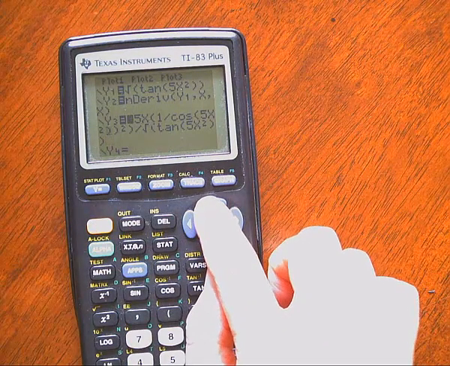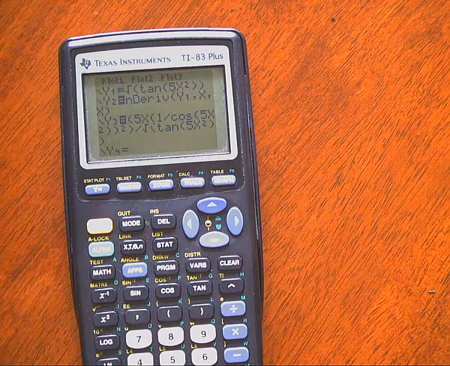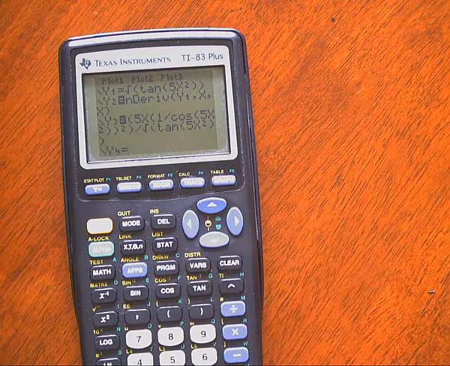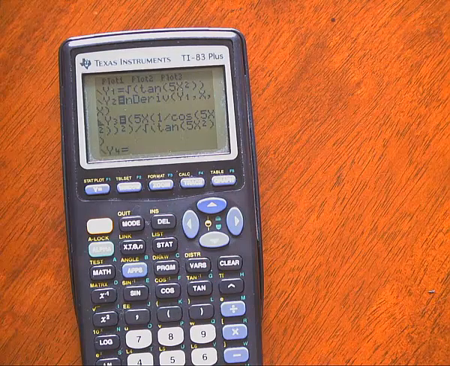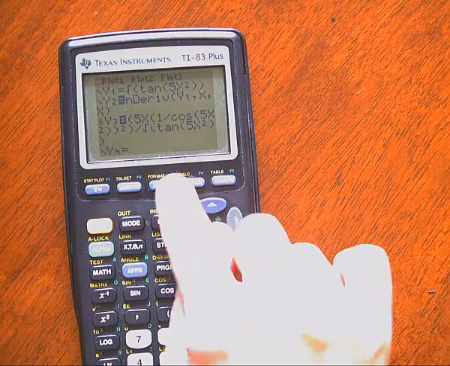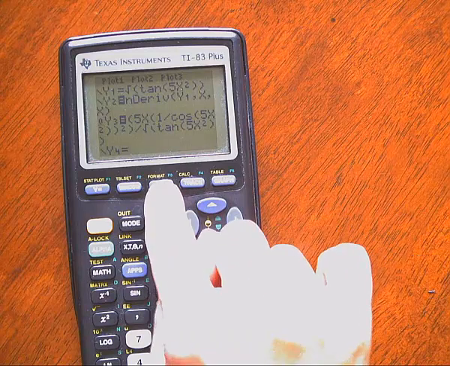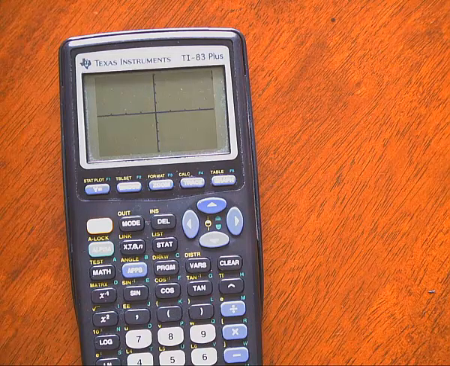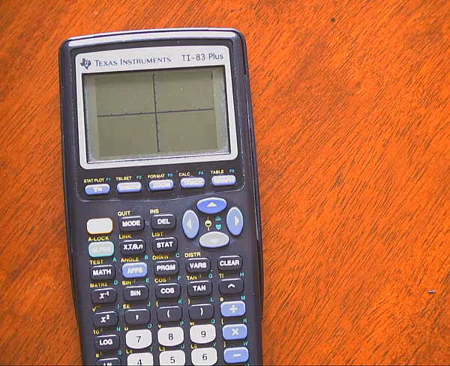Then I'm going to deselect the y1 so it doesn't graph that because that's too confusing. And I'll toggle back over here to turn it into the open circle. And then for this one, I think it's already set to zoom trig, but in case it's not, we'll hit zoom 7. And we'll patiently wait as it graphs the derivative. Takes a little while.